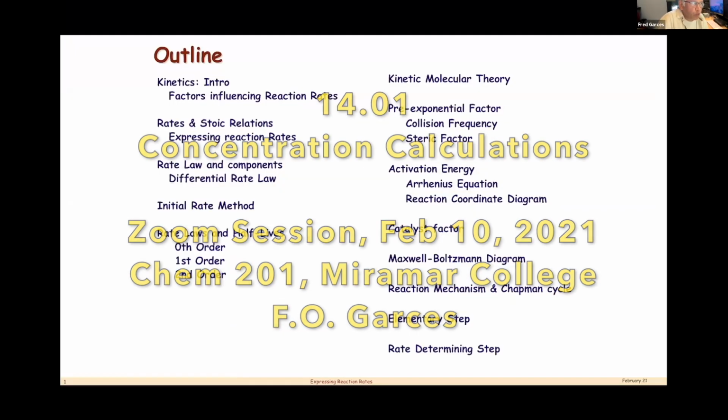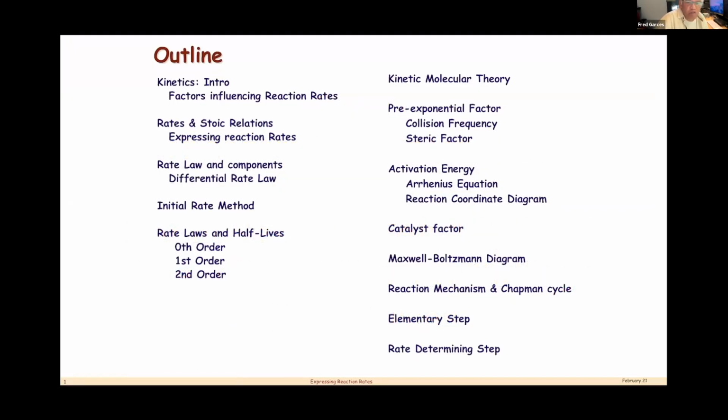We're going to look at what determines the speed of the reaction. When you talk about kinetics, it's about the speed of the reaction. Okay, what are the factors that influence that speed? The factors that influence kinetics. Then we need to express the reaction rates.